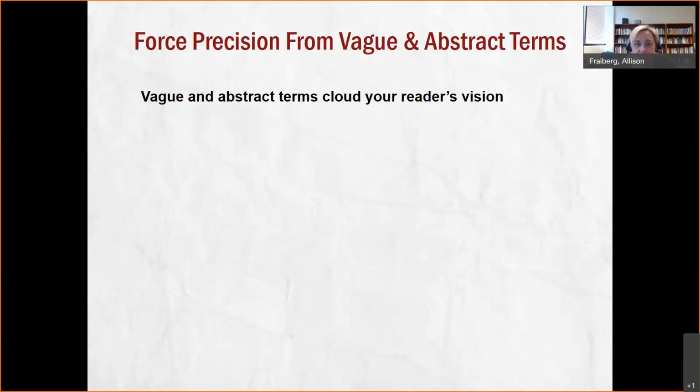Okay, forcing precision from vague and abstract terms. We reach for vague terms because we feel like they're going to cover a lot of ground, when in reality, all they do is cloud your reader or your audience's vision. Okay, they can't get at what you're trying to say.